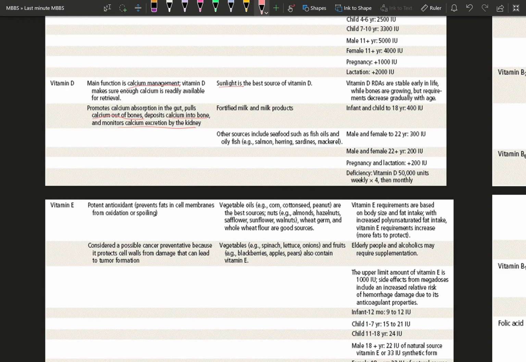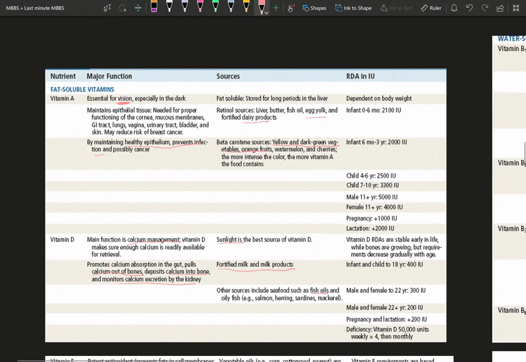A lot of vitamin D is also found in milk and milk products. Other foods like fish oils also have a lot of vitamin D. And I forgot to mention this: RDA, the required daily allowance of that vitamin, is given in international units. So that is a unit for measuring the amount of vitamin necessary.